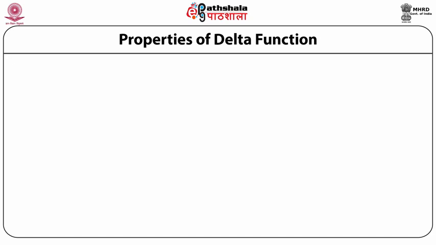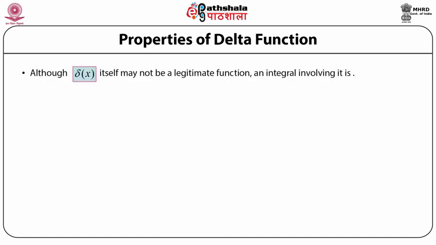Properties of the delta function. Here it is important to note that while the delta function delta(x) itself may not be a legitimate function, that means may not be a function which can be defined properly, the integral involving this delta function is legitimate. That means its value can be defined properly, and therefore this delta function is often seen to be used or to appear only under an integral sign.